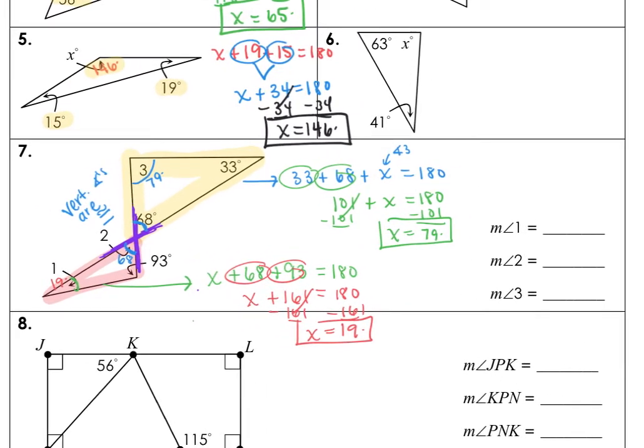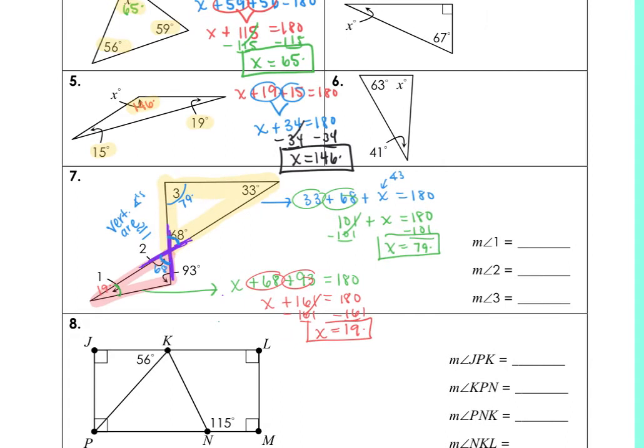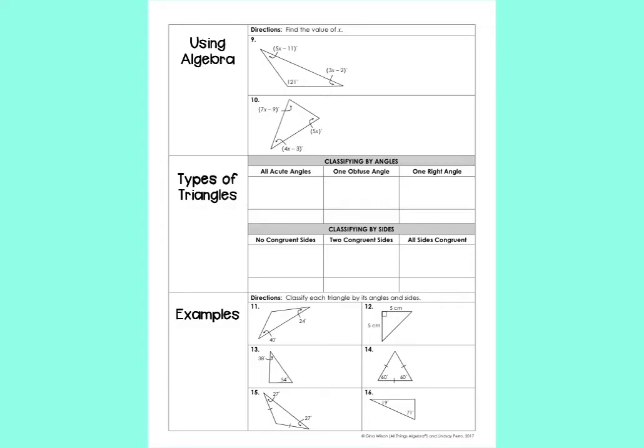Final step is make sure you go over to your answer key and correctly plug in all of the answers. So angle 1, the answer was 19 degrees. Angle 2, the answer was 68 degrees. And angle 3, the answer was 79 degrees. And again, you can go back and double check that those interior angles inside the triangle do add up to 180. Now let's move to the back of our notes.